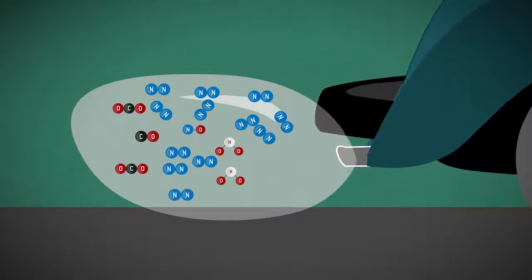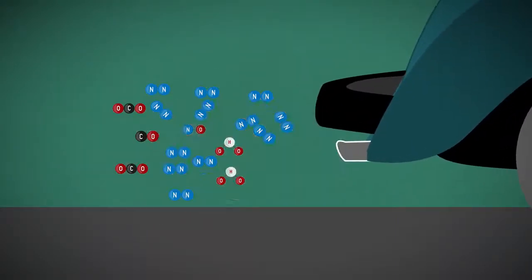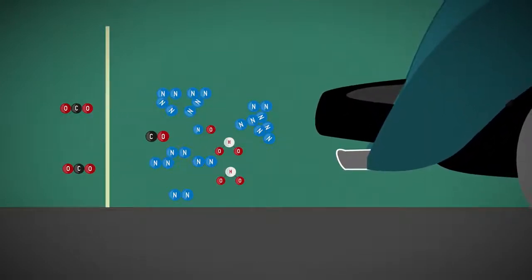So there are 2 problems to capturing the carbon dioxide. First is collecting the gases. We can't drive around with bags on our exhausts. And the second is separating out the carbon dioxide from all the nitrogen and the water vapor.